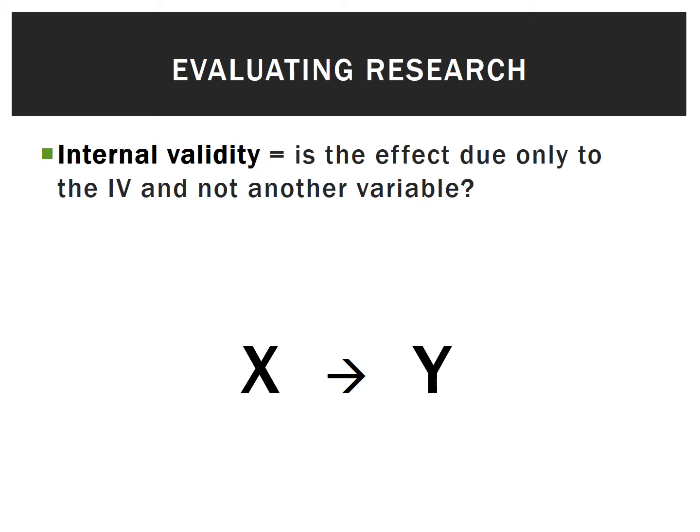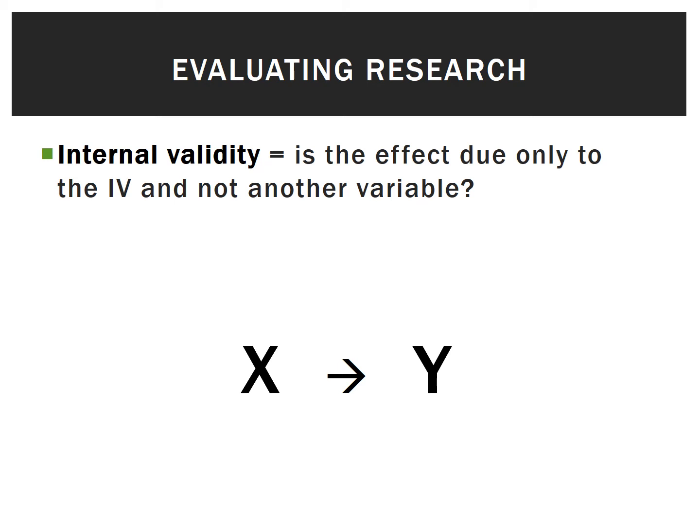So you want to see, does X have an effect on Y? Is the effect due only to X, only the IV? Was it your manipulation of X that caused the changes in Y? Or is there another plausible alternative explanation for your effects? This, of course, is a really important question to ask when you're evaluating experiments, because the whole purpose of an experiment is to establish causation.